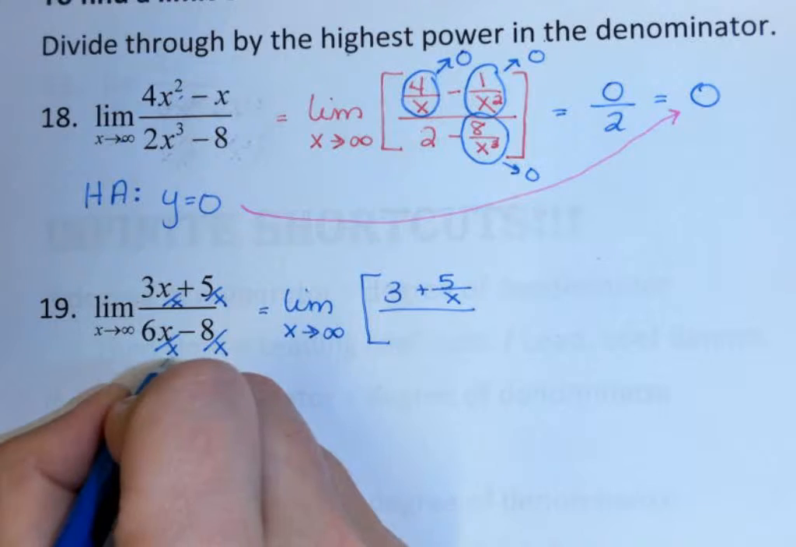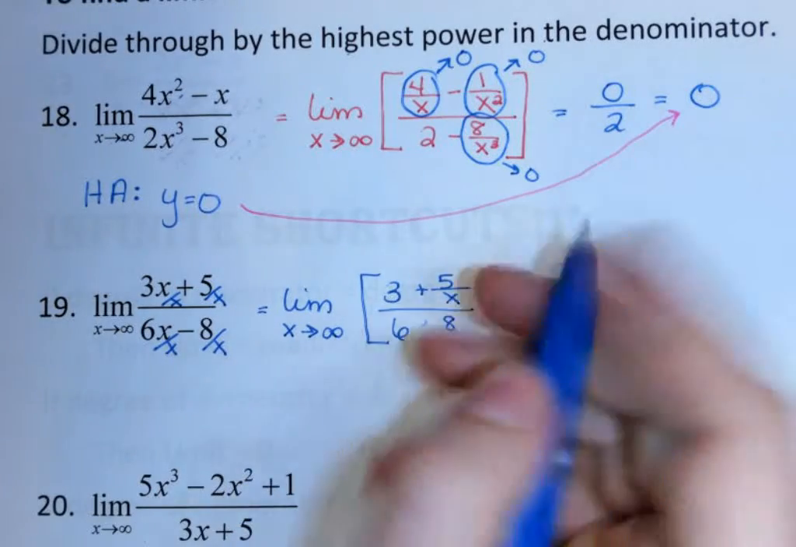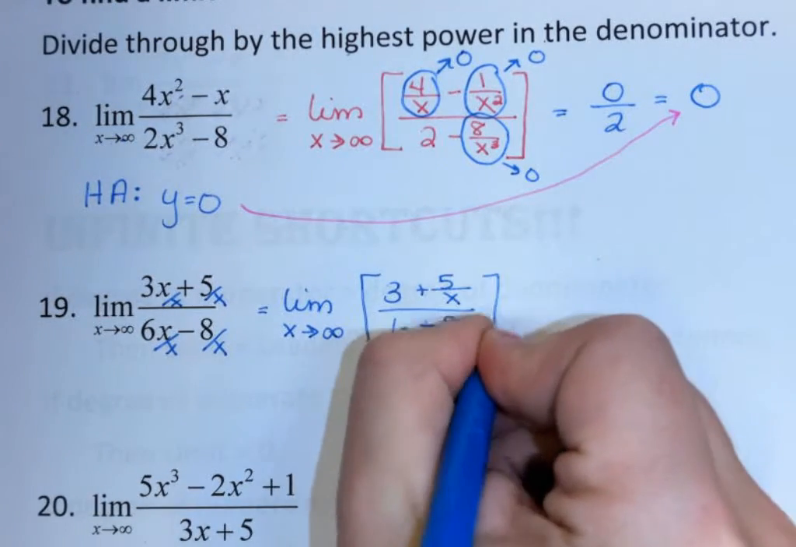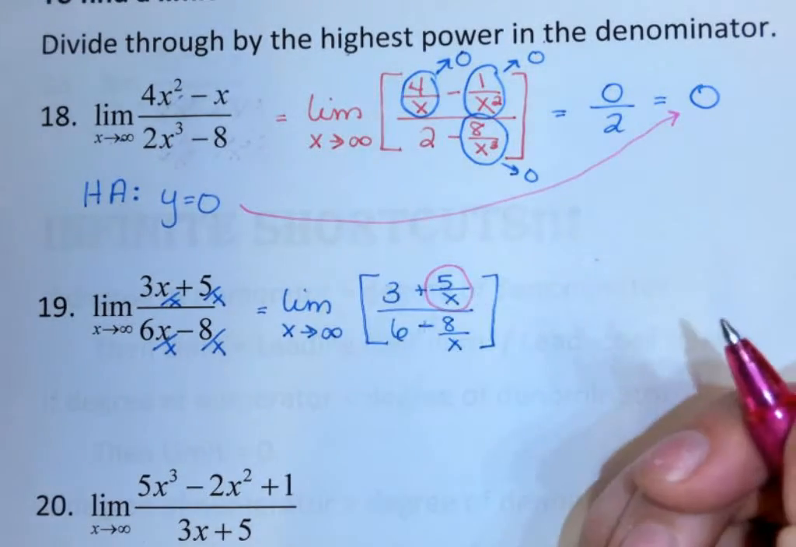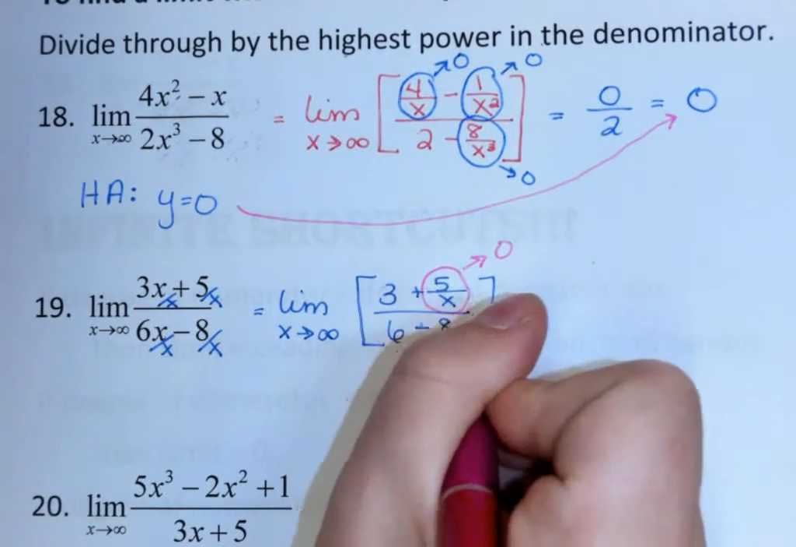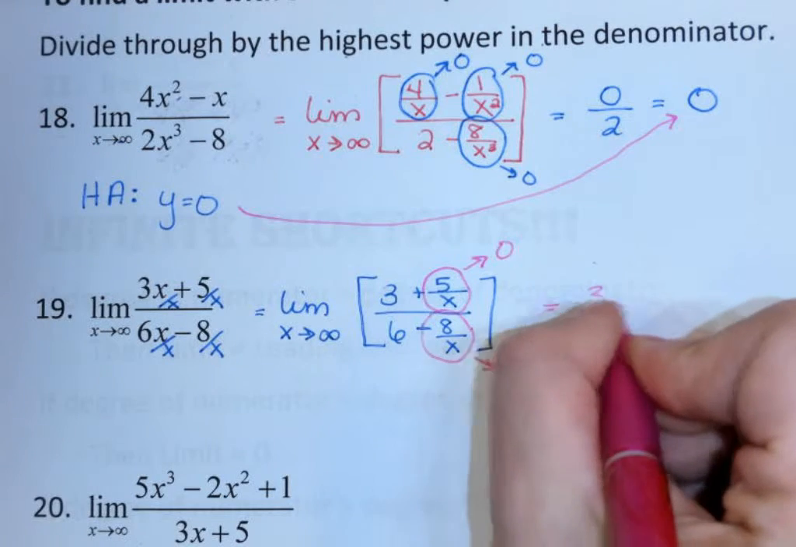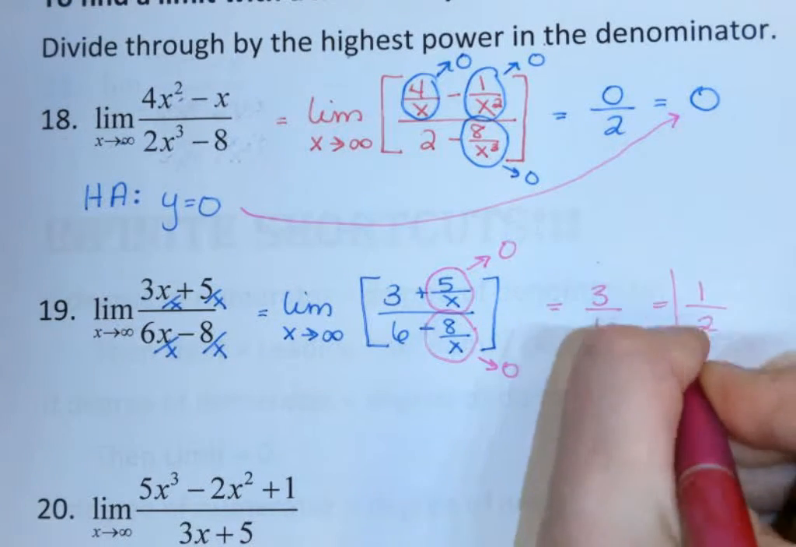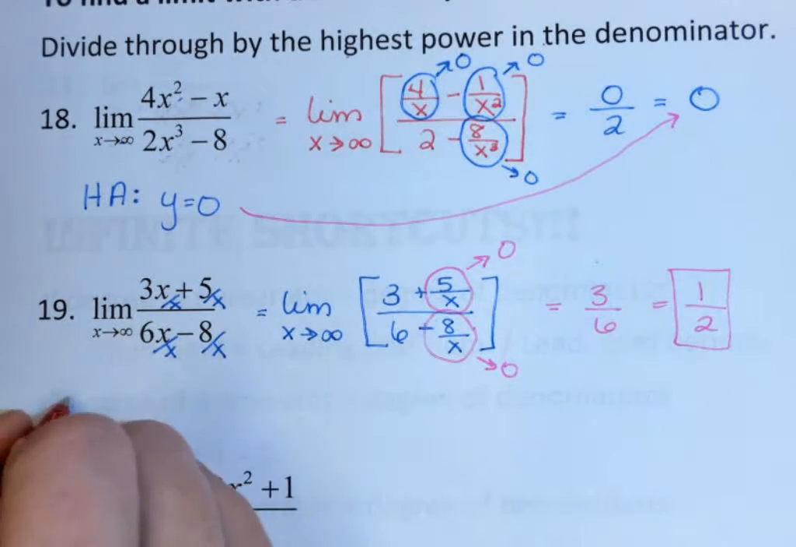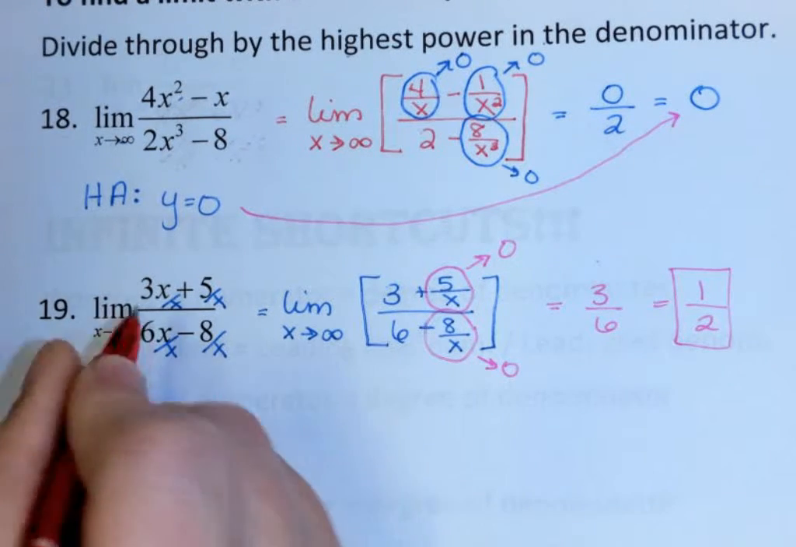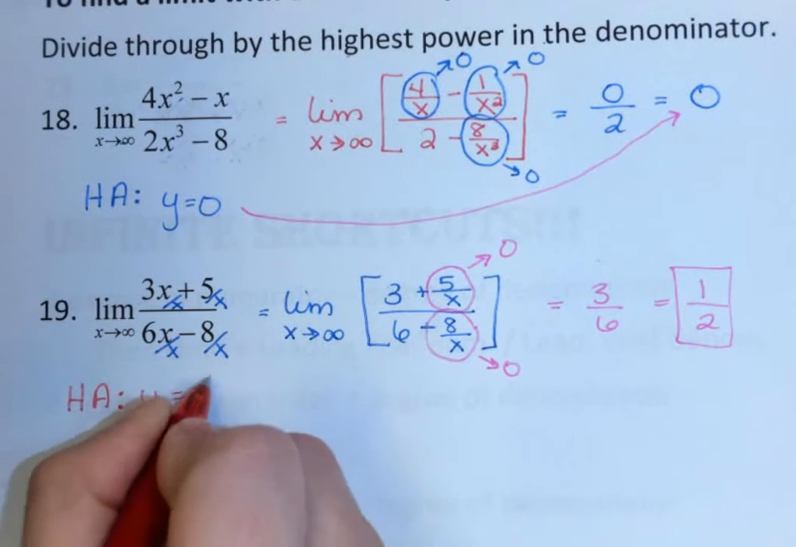6x over x? 6, and oops, that's supposed to be minus 8 over x. So since x is going to infinity, what does this go to? 0. What does this go to? 0. So I'm left with 3/6, which is 1/2. And if we take a step back, the degree of the top is the same as the degree of the bottom. It's just the coefficients. So y is 1/2.